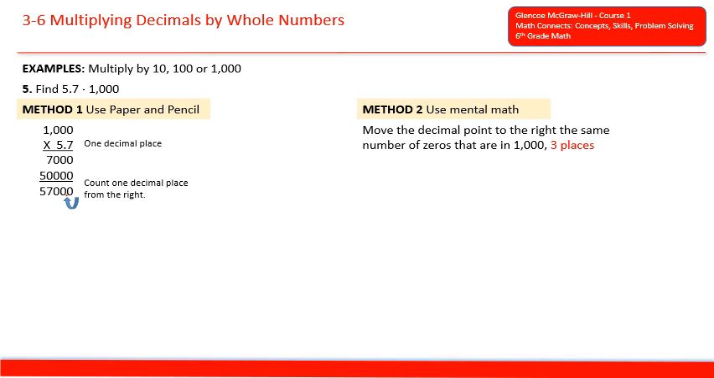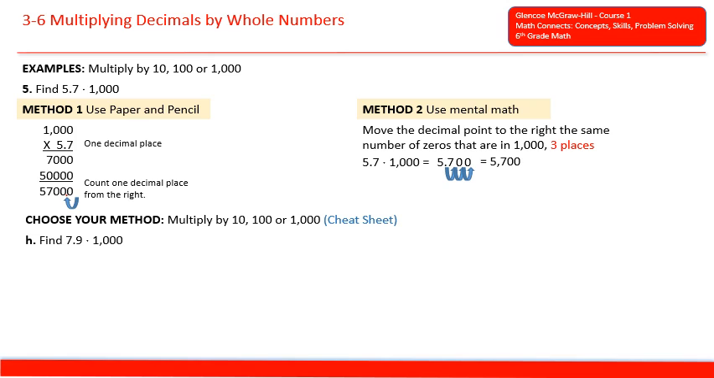Method 2, use mental math. Move the decimal point to the right, the same number of places, same number of zeros that are in 1,000, so 3 places. 5.7 times 1,000 equals 5.7, but if we move the decimal point 3 places, we get 5,700.